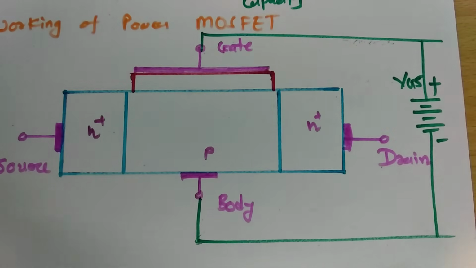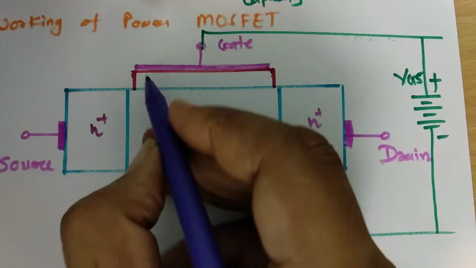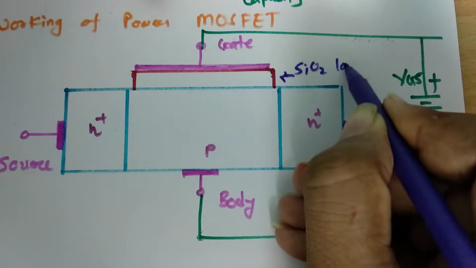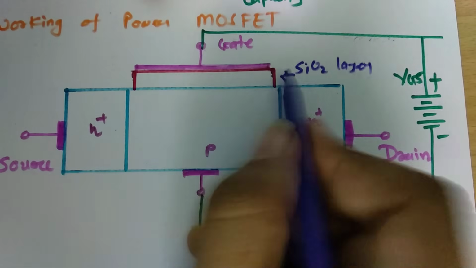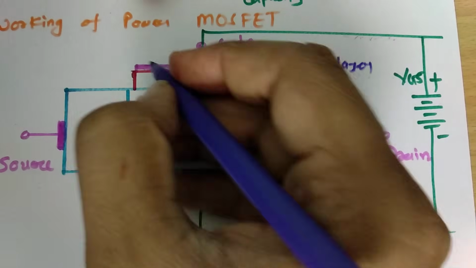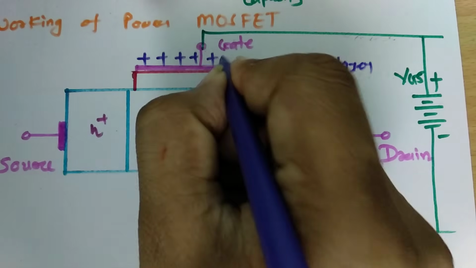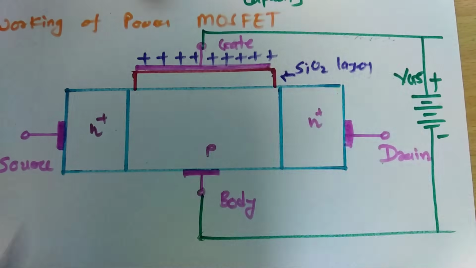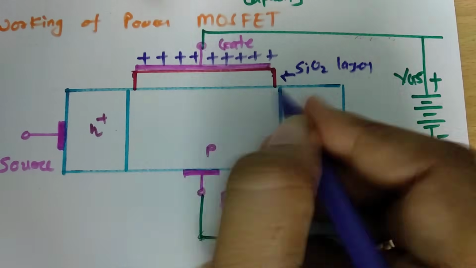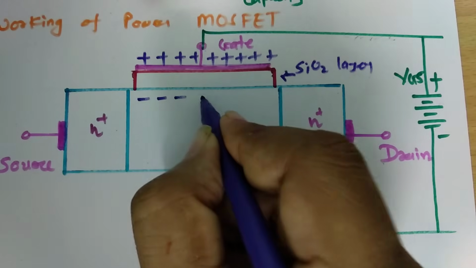Now as we connect gate to the positive terminal, this SiO2 layer will act as a capacitor. So as we connect the positive terminal of the battery to gate, it will act like a capacitor. There will be positive charge carriers generated on this plate, and on the other side there will be a generation of negative charge in the p-type layer.